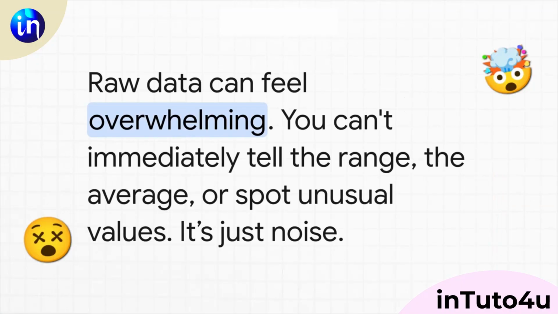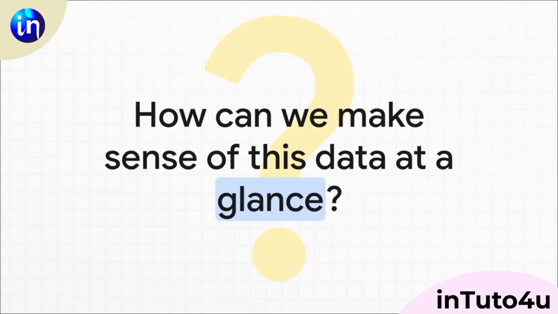Okay, so take a look at these numbers. Just at a glance, what can you tell me? What's a typical value here? Are they all kind of bunched together, or are they spread all over the place? And what about that 92? Is that an important clue, or is it just some kind of fluke? Right now, it's just a jumble. It's just noise.